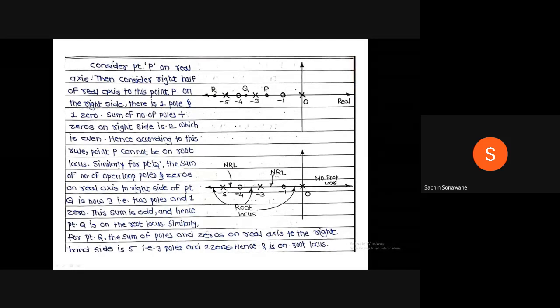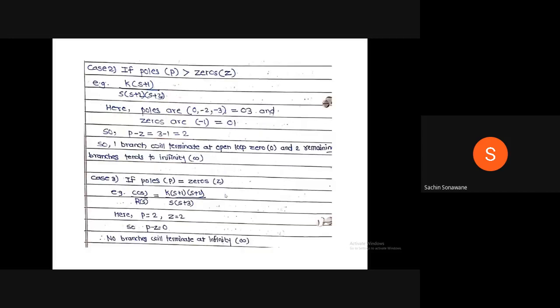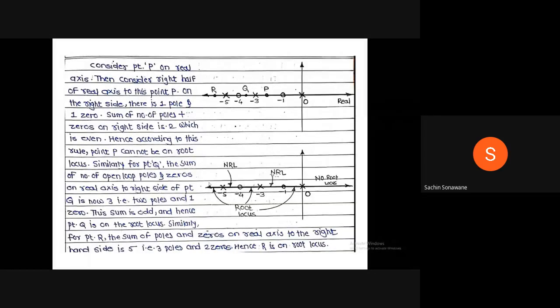Now go to minus 5. Towards the right side of minus 5, if you see, the addition of poles and zeros is equal to 4. Therefore, it is an even number. Therefore, between minus 4 and minus 5, no root locus region is there. And to the left side of minus 5 up to minus infinity, root locus region exists. Therefore, this is the method to determine where root locus exists and where it does not.